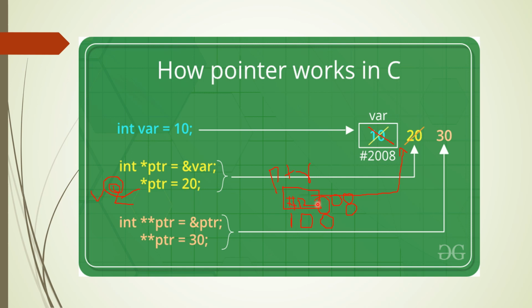So this is how we can access the memory block var indirectly through the pointer. That's why star is called the dereferencing operator or indirect operator. So we are accessing the memory location with the name var indirectly through ptr.